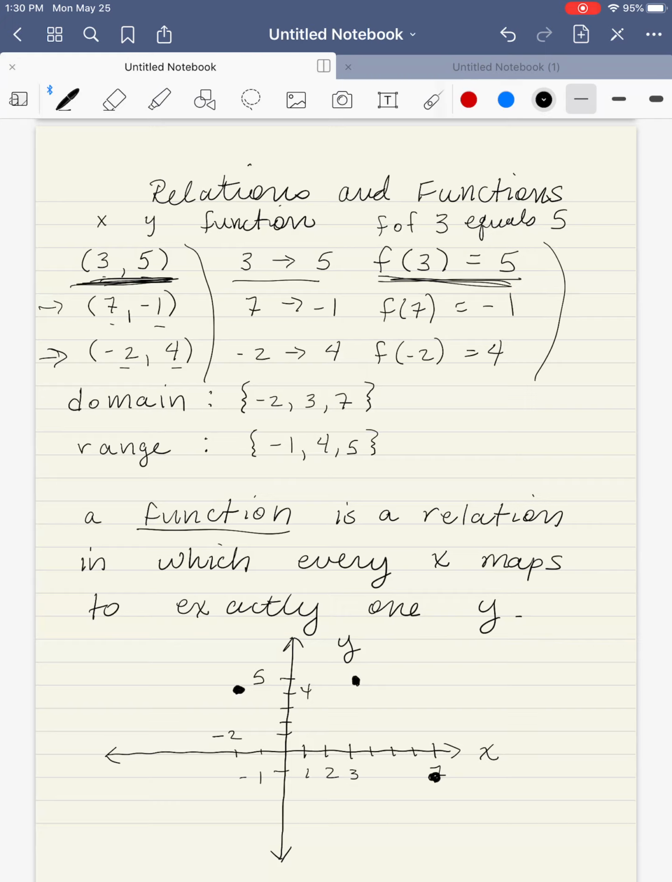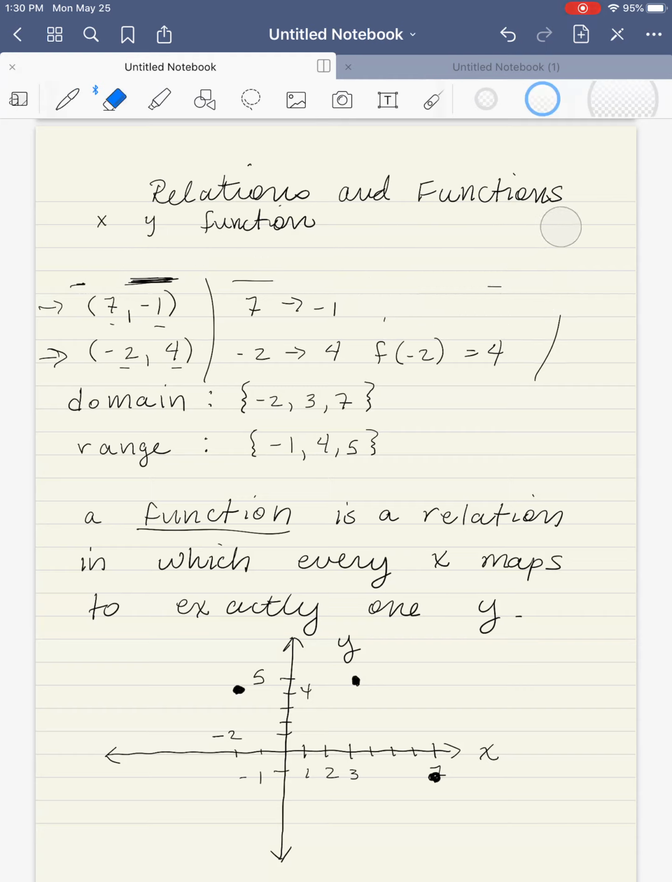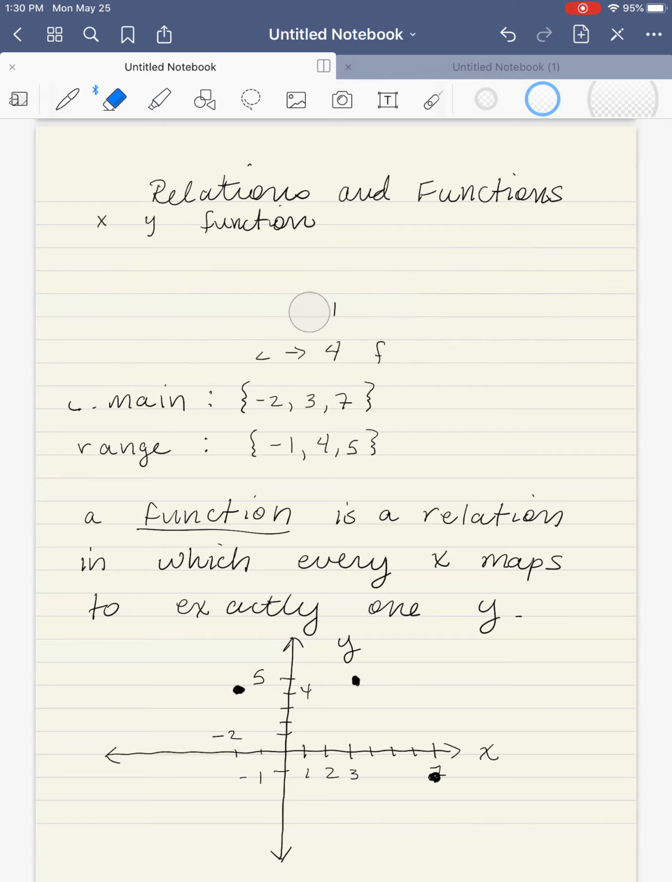And I can actually do this backwards as well. For instance, let's say that I didn't know any of this. All I had was the graph.